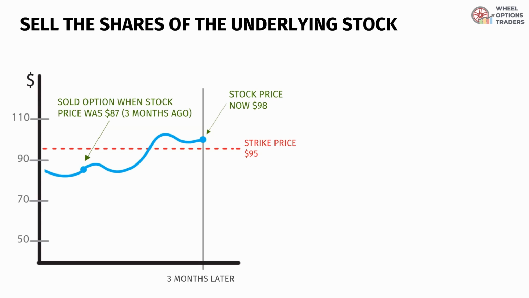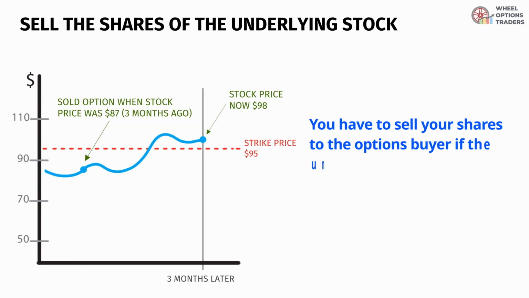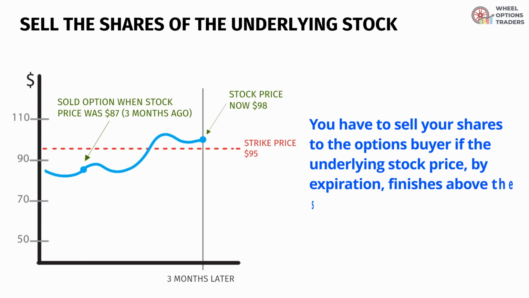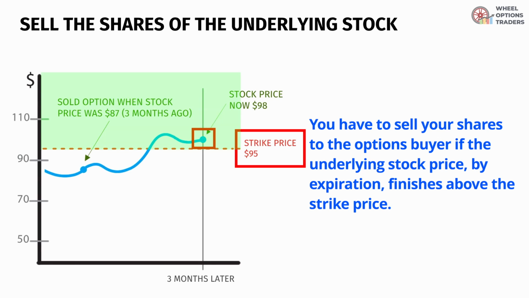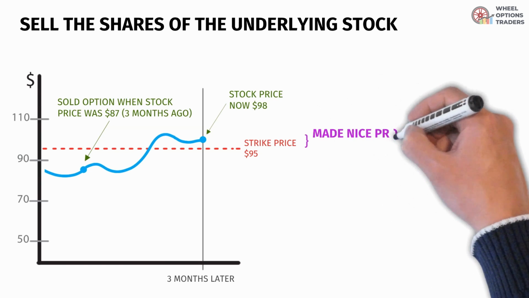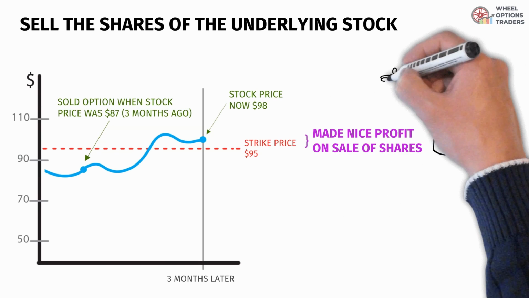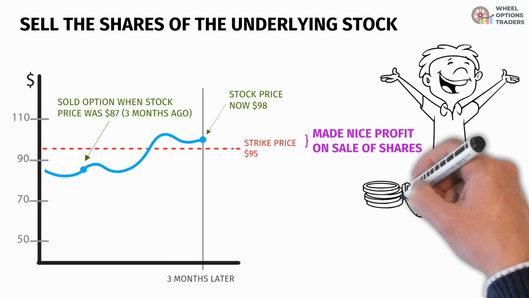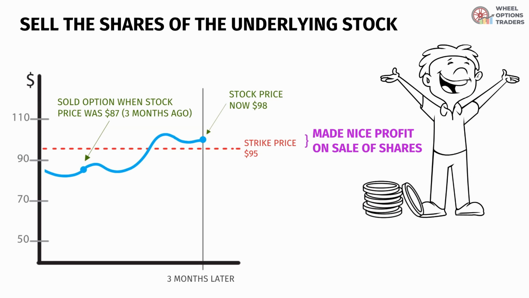But as the rules of the option contract state, you have to sell your shares to the options buyer if the underlying stock price, by expiration, finishes above the strike price. And you've made some really good profits. Just to note, you're not actually going to have to go in and sell your shares. Your broker automatically does that for you.